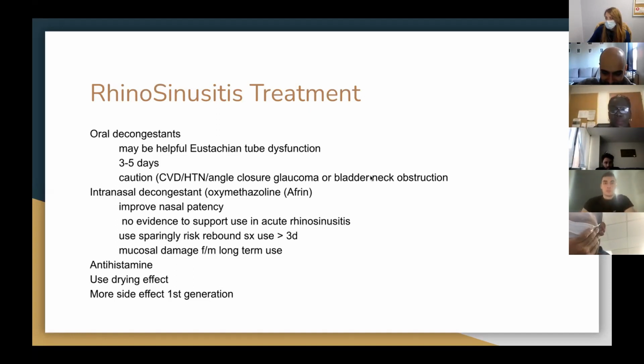And of course, people with bladder neck issues, organs can have obstruction there and be in retention.